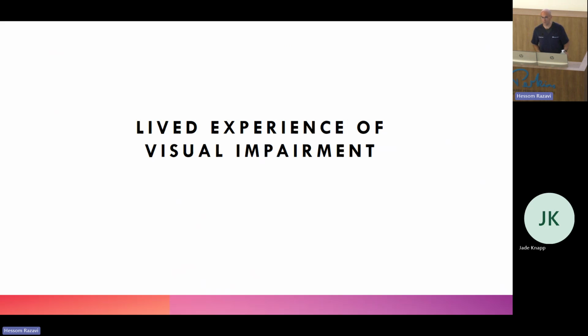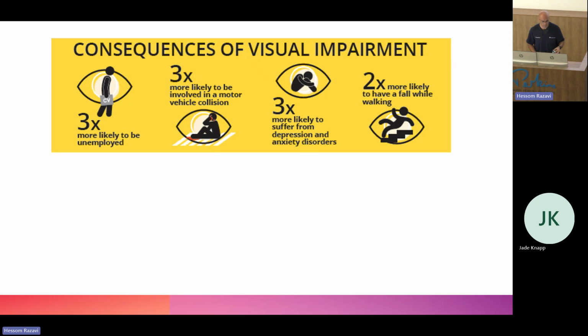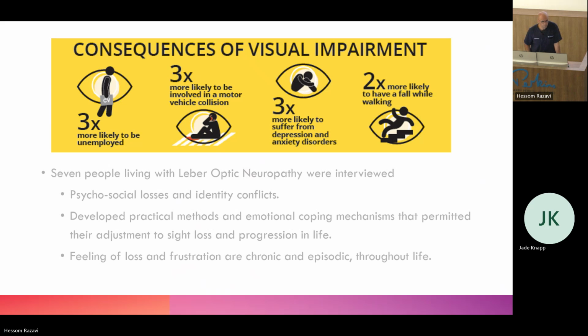Okay, so that's driving. Any other questions about that before we move on? No. Okay. So then let's talk about visual impairment. What are the consequences for the person that's affected? They're not great, at least in the short term. So 3 times more likely to be unemployed, be involved in a car accident, suffer from depression and anxiety. It's a form of loss, right? So it's a sort of grief response. And then at risk of falling while they're walking.